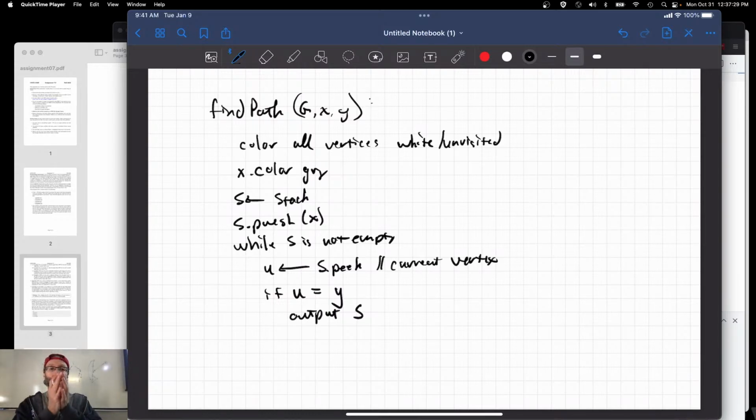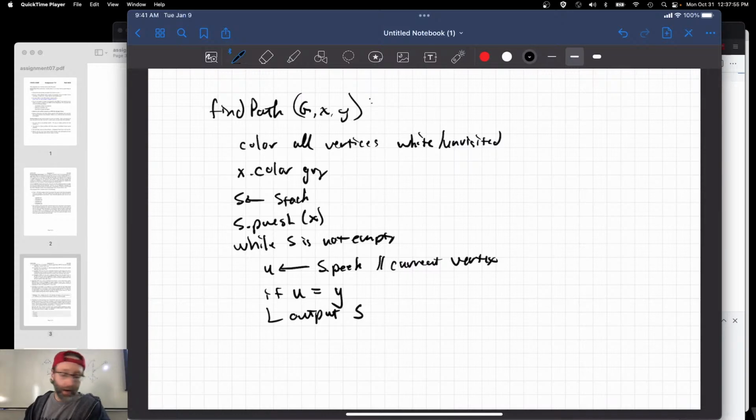Those are your breadcrumbs. Your stack is: I started at this vertex, I went to this vertex, I went to this vertex, I went to this vertex. That's the path that you've followed so far. When you backtrack, you're popping stuff off of that stack, stepping backwards instead. And so the stack represents the path that you want. If you found Y, then you're good, you're done.